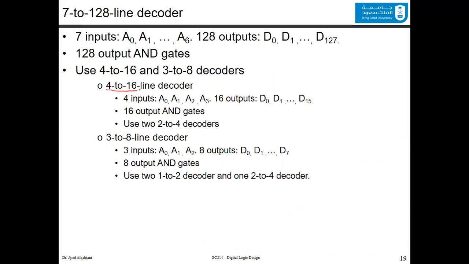The 4 to 16 line decoder will have 4 inputs, 16 outputs, and 16 AND gates, and it will use inside it a 2 to 4 decoder. The 3 to 8 line decoder has 3 inputs, 8 outputs, and 8 AND gates, and it will use 2 versions of the 1 to 2 decoder and 1 of the 2 to 4 decoder.